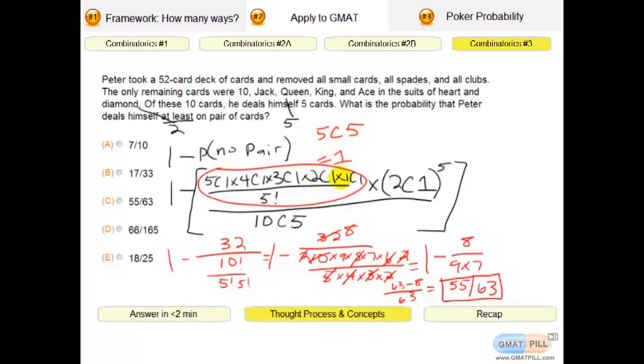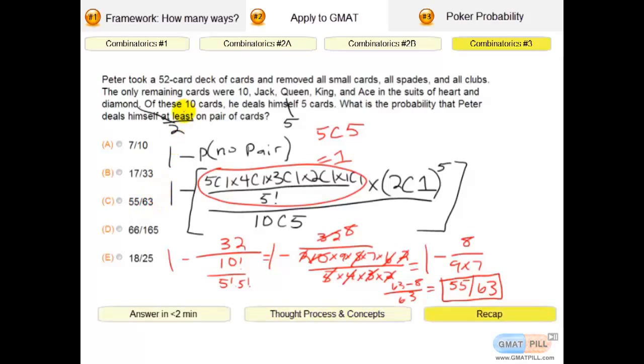So there's one possibility here times the suit variations, which is 2 choose 1 to the 5th power, because out of the 2 suits, you choose one of them, you do it 5 times for each of the 5 cards. You divide that by the total number of possibilities, which is out of the 10 cards, you choose 5 cards, right? So 10 choose 5. So this entire thing, you do 1 minus that entire thing. So once you plug in all the numbers, you cancel out as much as you can, do the math, it turns out you'll get 55 out of 63, and that's answer choice C.